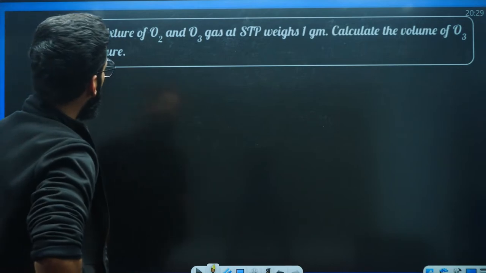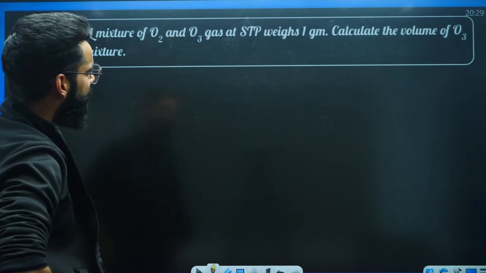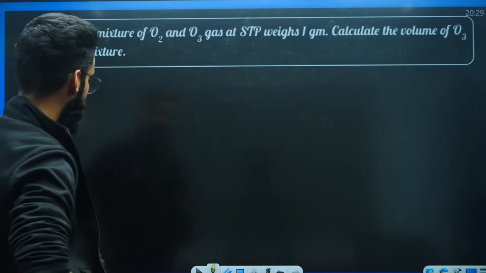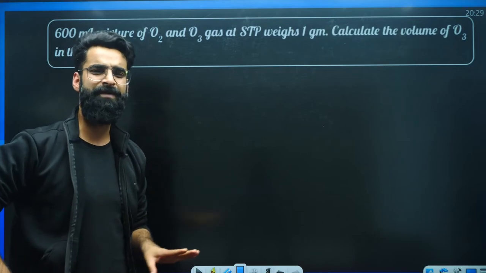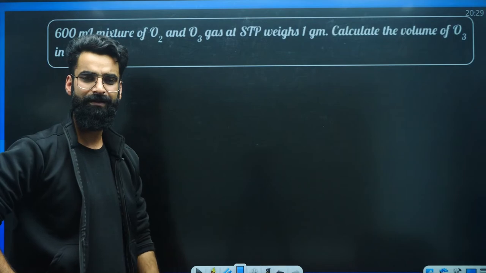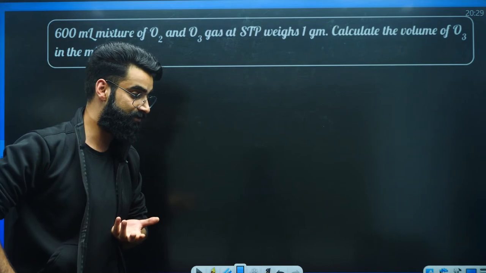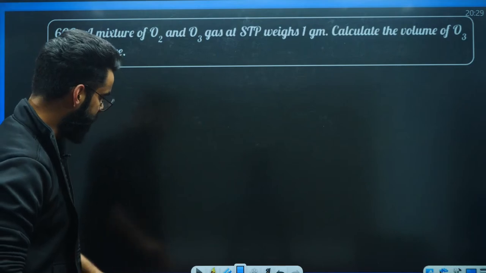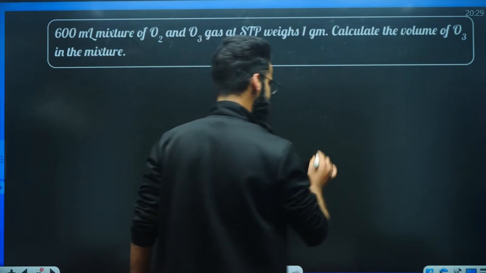A 600 ml mixture of O2 and O3 at STP weighs 1 gram. Calculate the volume of ozone in the mixture. It's one good question, right? If a question is asked from average molar mass of the mixture, this is the toughest question which can be asked in your NEET. Let's see how this sort of question is to be solved and understand what is given.